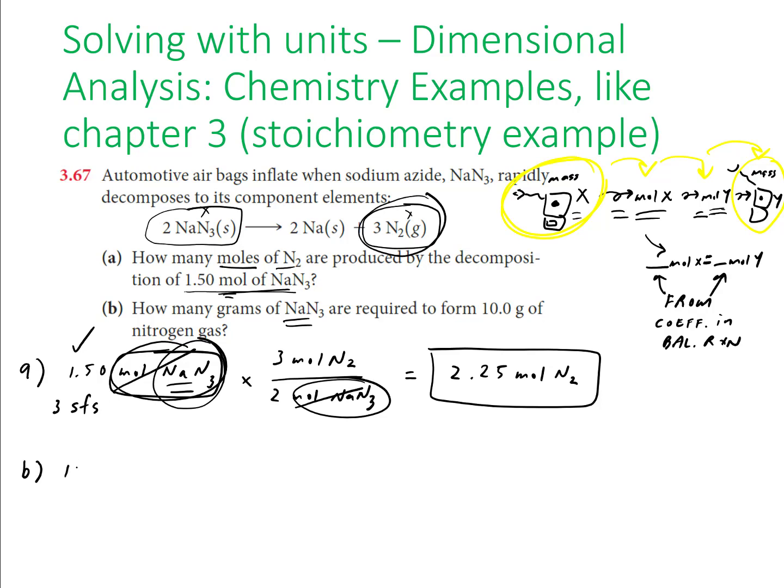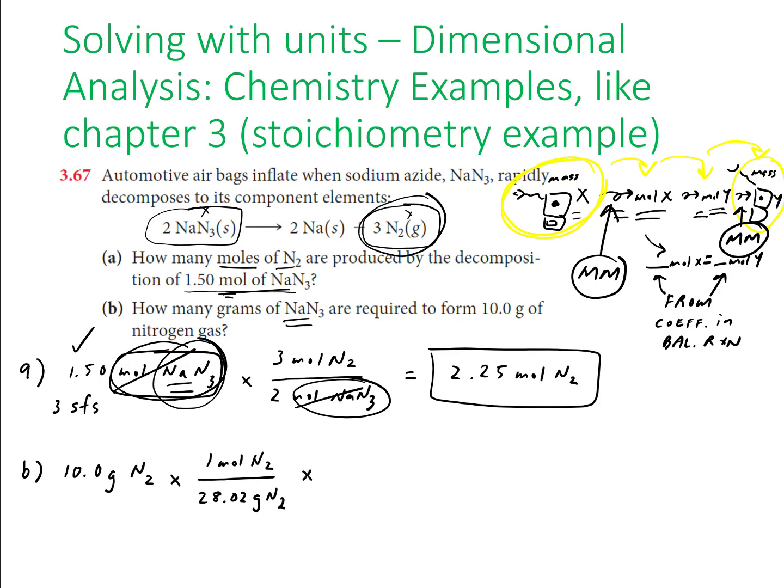So we have 10.0 grams of nitrogen gas, N2, times. My first step right here is mass to moles, so I need the molar mass. And then when you go moles to mass at the end, you're going to need the molar mass of the new substance. So for N2, I'm going to write 1 mole of N2 is, and nitrogen is just 14.01, so 1 mole of N2 is 28.02 grams of N2, times.